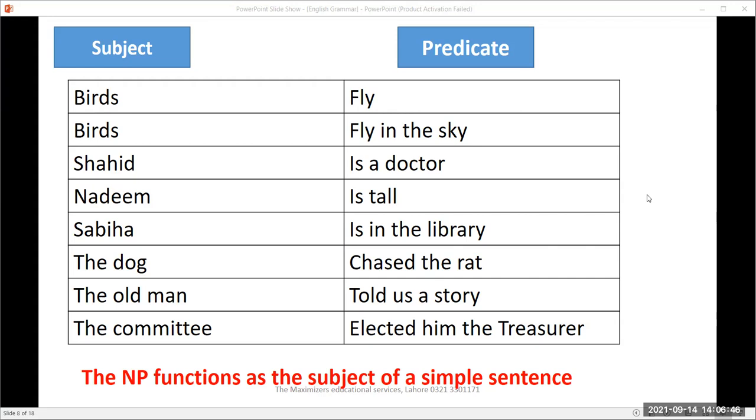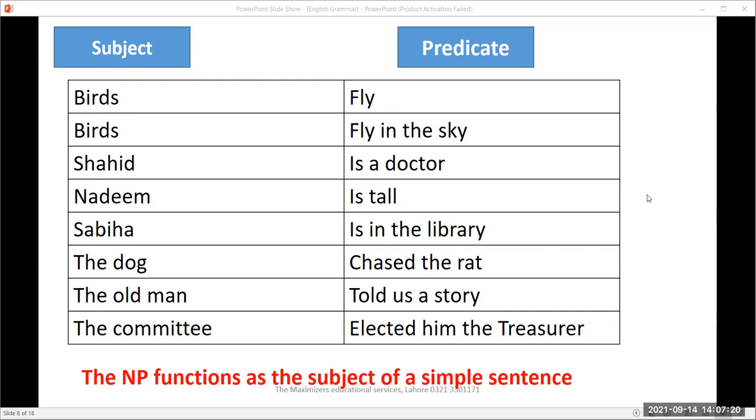Shahid is a doctor. So Shahid is the subject, it is the noun; is a doctor is the predicate. Nadeem is tall. So Nadeem is the subject, is tall is the predicate. So predicate means all the elements of a sentence which do not include the subject. Sabiha is in the library. So what is Sabiha? Subject. Is in the library, now these four words are called the predicate.